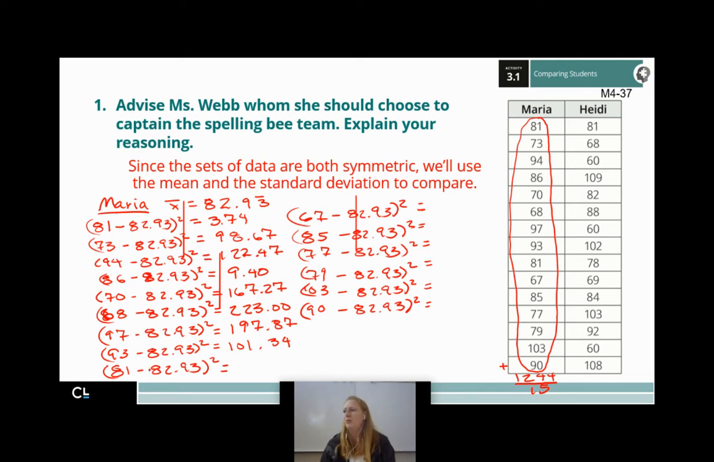81 minus 82. Wait, I did this one before. I don't need to do it again. It's 3.74. I already did that one. I don't want to do it again. Let's do the next one. 67 minus 82.93s forever. Helps if I hit the right buttons. And we'll square it. Wow, I got a big number for this one.